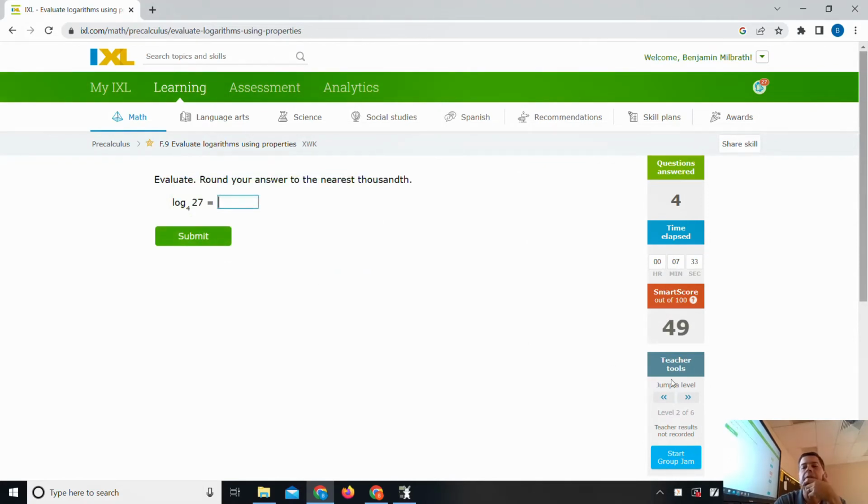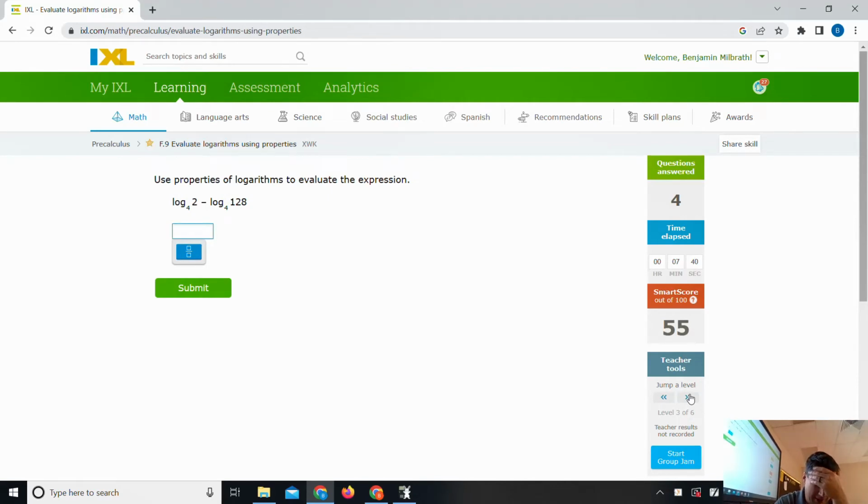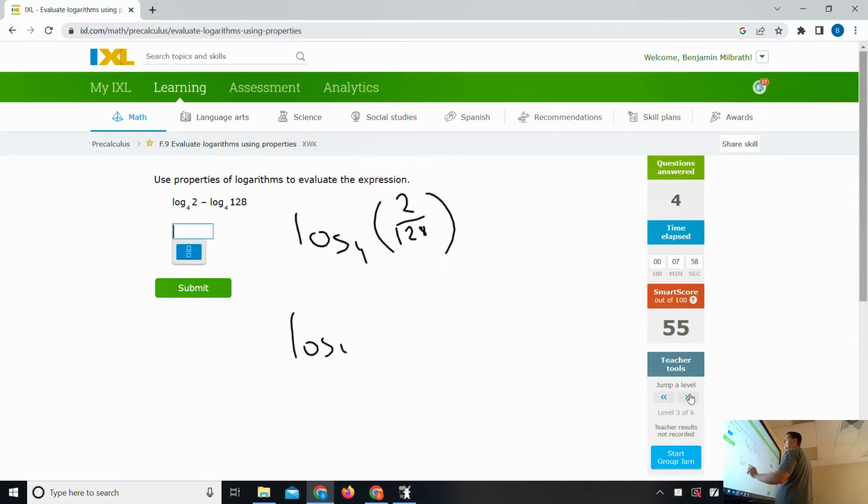So do this one the same way, however you like to do it. You're supposed to evaluate this expression. You could legit type this in a calculator if you want. What we want as math teachers is for you to condense the logarithm. We want you to think of this as a logarithm base 4 that contains 2 over 128, which can be thought of as a logarithm base 4 that contains 1/64th.